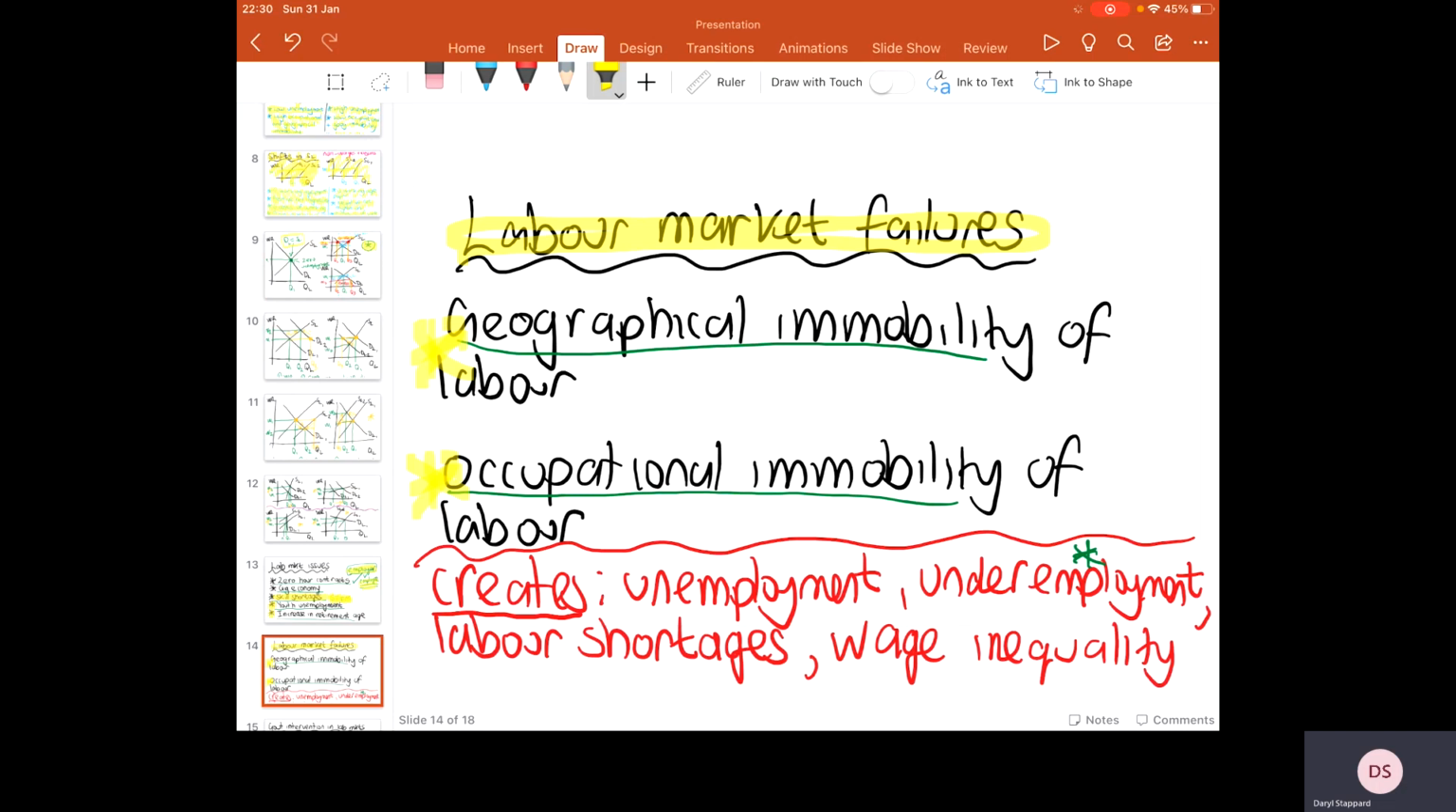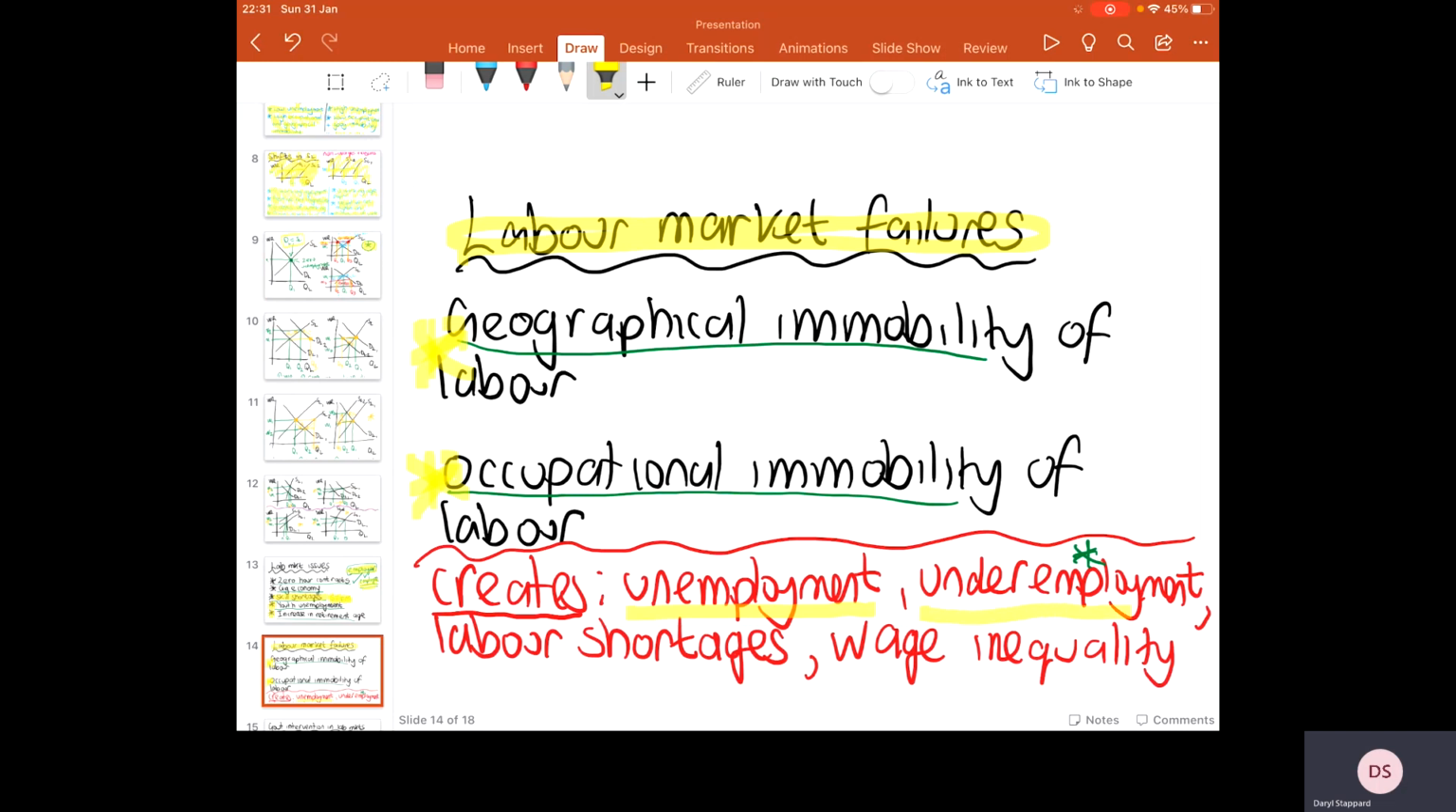Now look at some of the problems that are created by immobility of labour. We could have unemployment. There might be reasons why people are unable to supply their labour. There might be a demand for labour in a different part of the country, but you're unable to work in that industry because it's too far away or you can't afford to relocate. Or it could be that you lack the skills to apply for those jobs. So these people will find it difficult to supply their labour, and that could lead to a growth in unemployment across the economy. And of course, if people are unemployed, they lack an income, and they're going to find it more difficult to meet their wants and needs.